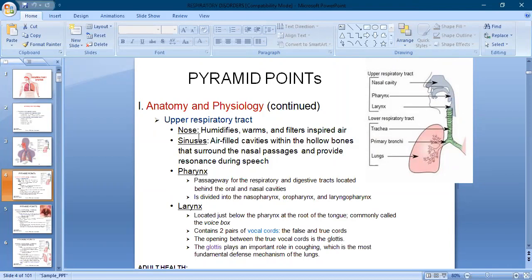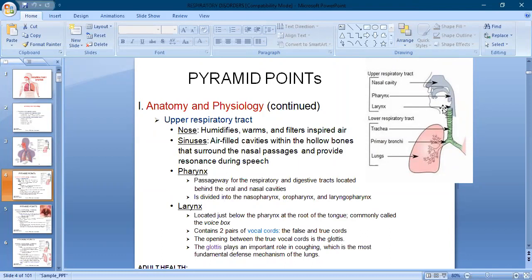And the sinus also helps with phonation, melodious speech. And the pharynx is the passageway from the respiratory to the digestive tract. So this is the pharynx. This is the common pathway for respiration and GI. When we eat something, the valve should open and close so that no food goes to the respiratory system. And the pharynx is divided into nasopharynx, oropharynx, and laryngopharynx.